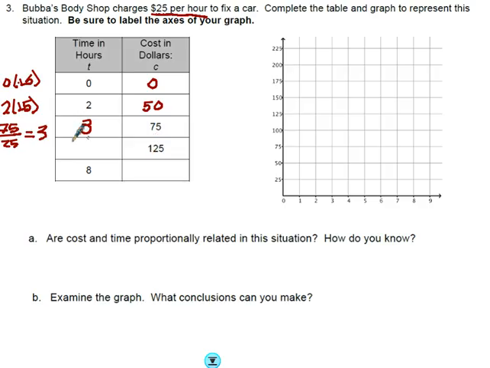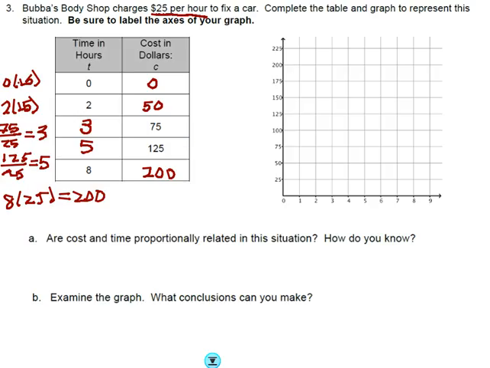And then if you're paying $125, 125 divided by $25, that one is going to be 5 hours. So it took 5 hours to cost $125. For 8 hours, 8 times 25, that's going to be 200. So the last part here is $200.